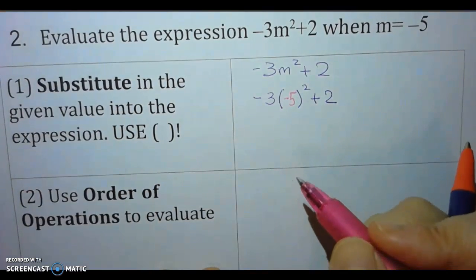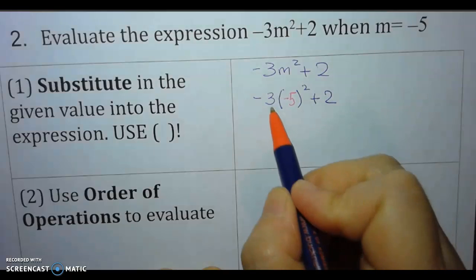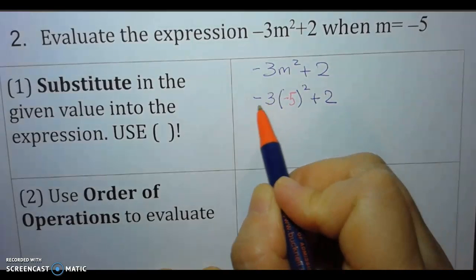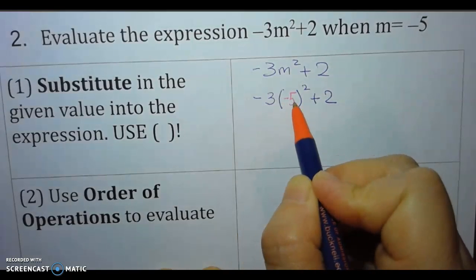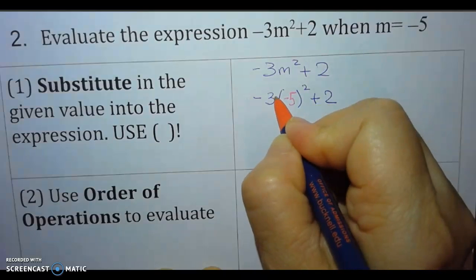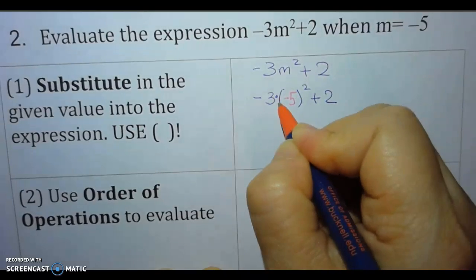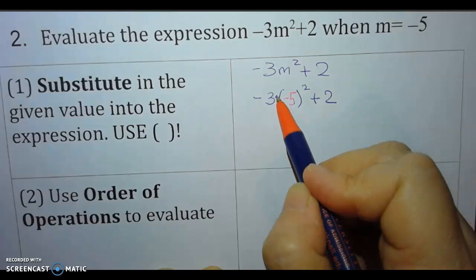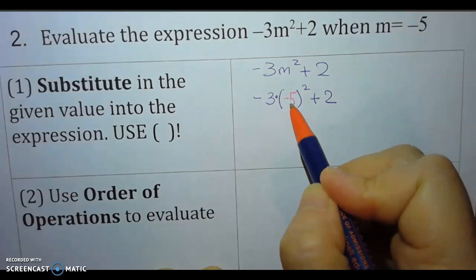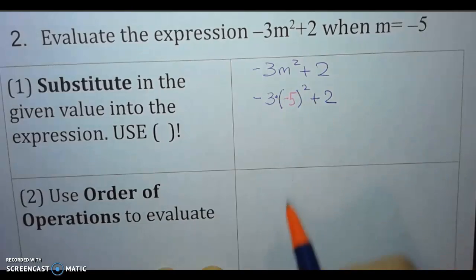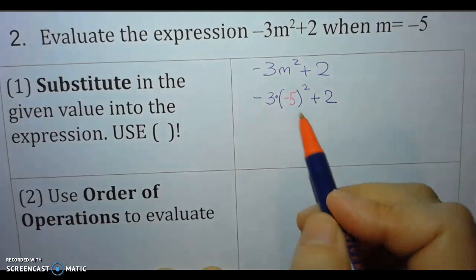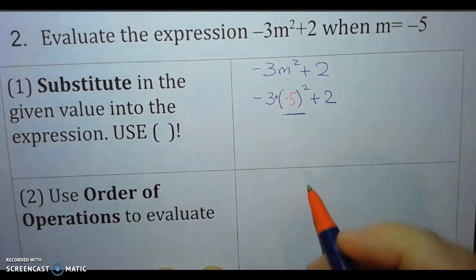Now the question becomes, what is the operation between negative 3 and this negative 5? It's multiplication, right? Remember, the parenthesis is always multiplication. Now we have multiplication and exponent and addition. Which is the highest in the order of operations? It's the exponents, right? That means what is negative 5 squared?